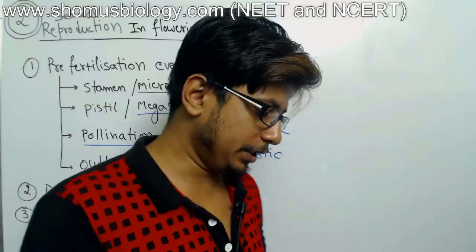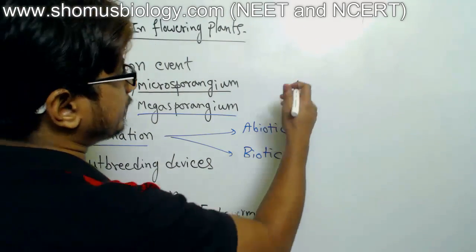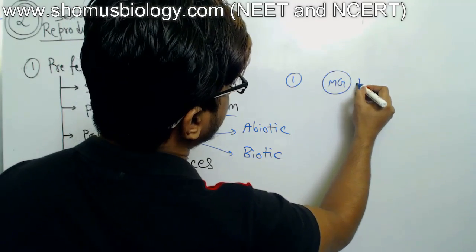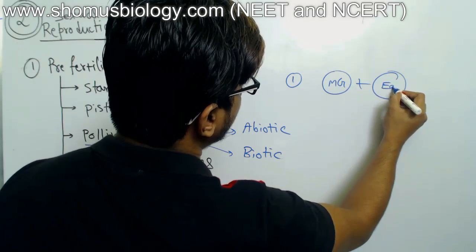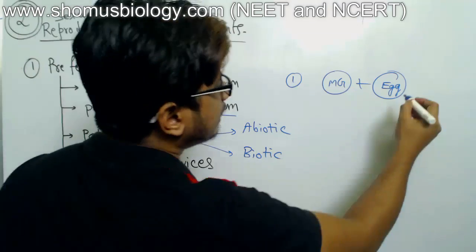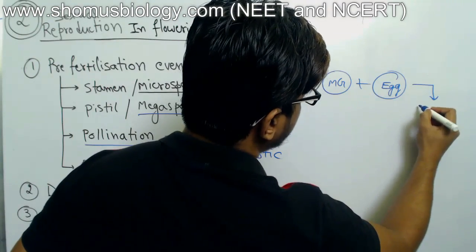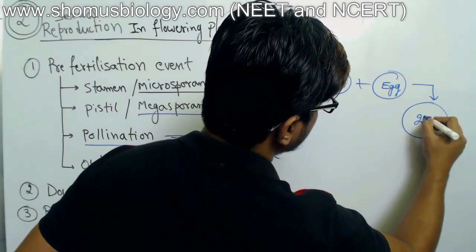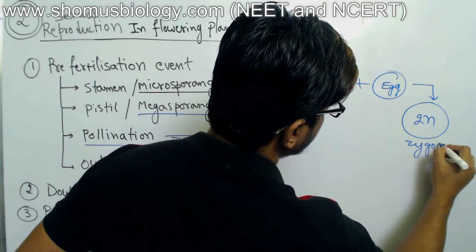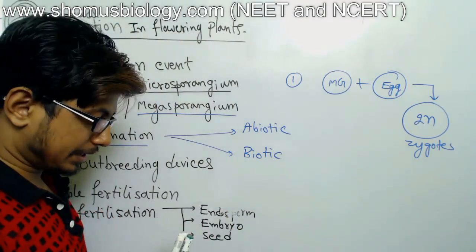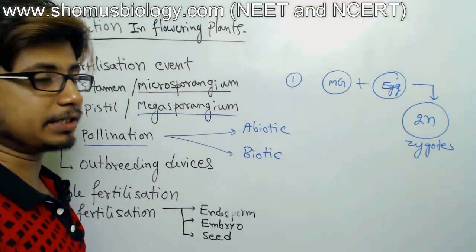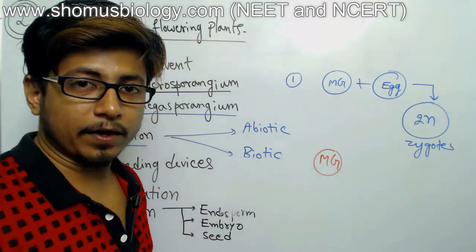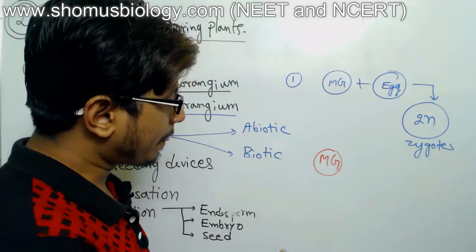In the first fertilization event, so let me write it here, the male gamete fuses with the egg or female gamete. That is known as the first important fertilization, and formation of the zygote takes place. While the second round of fertilization involves another male gamete, because flowering plants produce two male gametes.